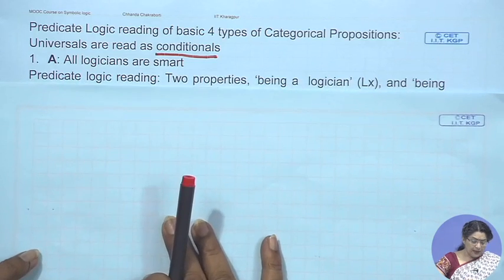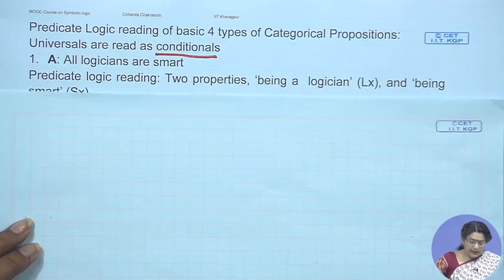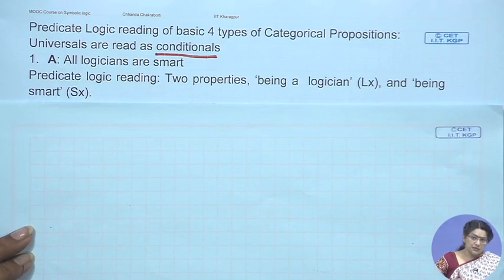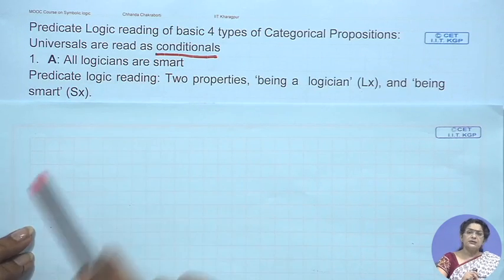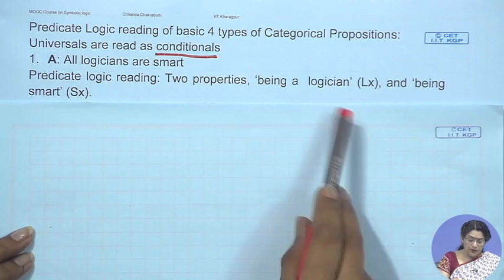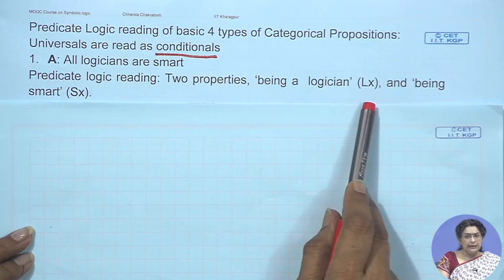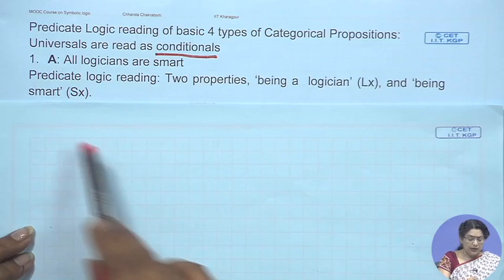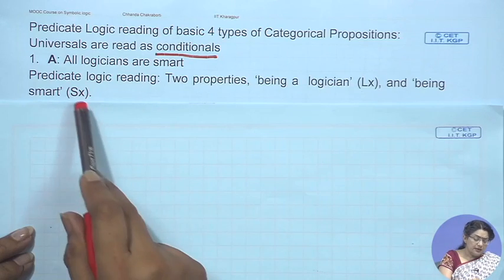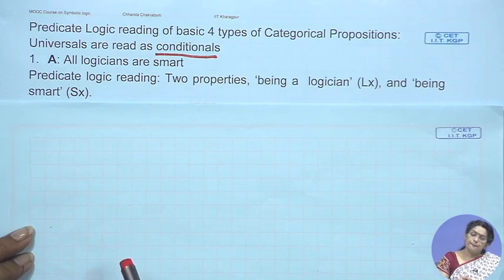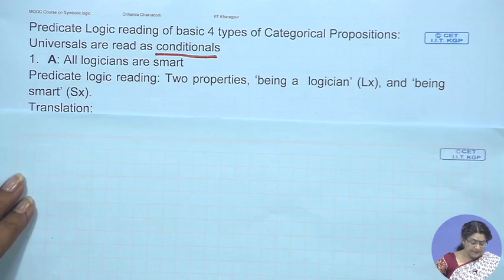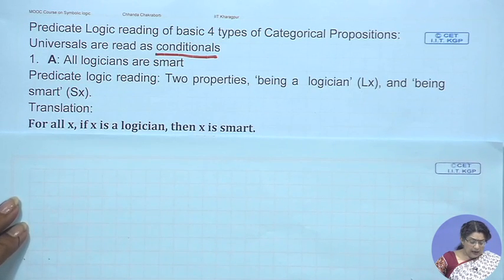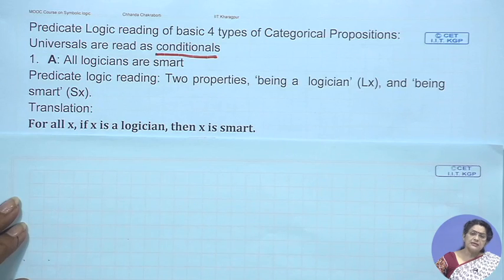Now, the reading in predicate logic is different, isn't it? But we will show you that. First, notice that the two properties are to be identified. Being a logician, let us say Lx: x is a logician. Being smart, x is smart, is represented by Sx. How are we going to read "All logicians are smart" in first order predicate logic? It is like this, as a conditional.